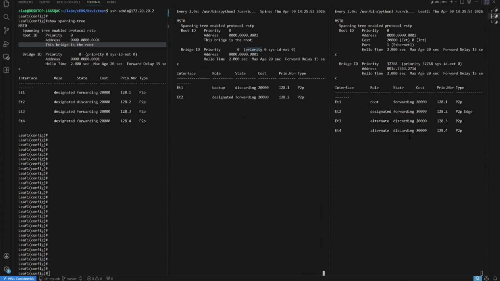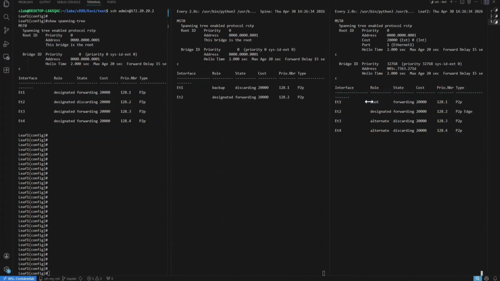And one more difference is that leaf one is actually isolated. I just noticed that. All the interfaces on leaf one are designated, it is the root bridge, but leaf one is isolated from spine because ET1 is backup and discarding. And on leaf two, the ET3 and 4, which are connected to leaf one, are alternate and discarding, and it has only one root port.